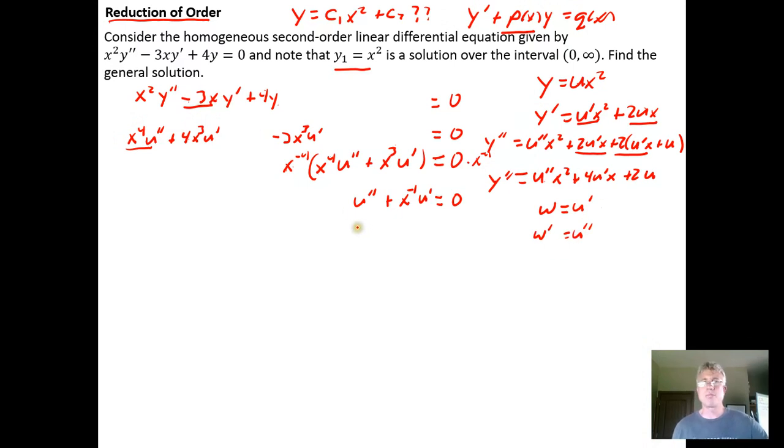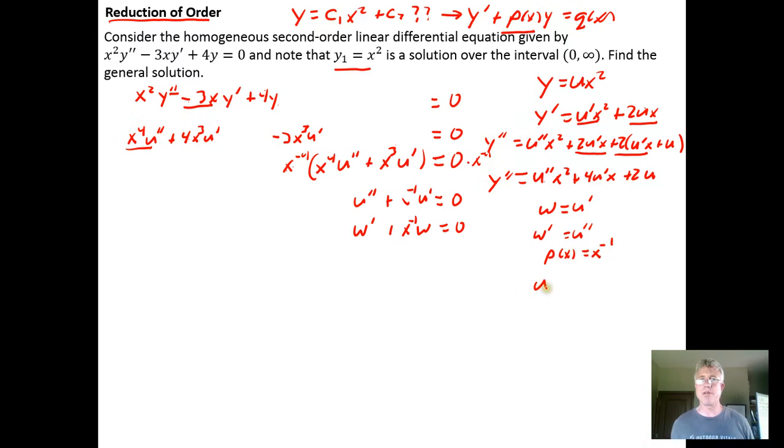So doing that substitution, we get w prime plus x to the negative first power times w equals 0. And in this form, it should be really clear that we have a first order linear differential equation in this form right here. And that's where the reduction of order has happened. We need to solve a second order differential equation, but we've reduced it to having to solve a first order differential equation. So I want to recognize that I have a p of x equal x to the negative first.